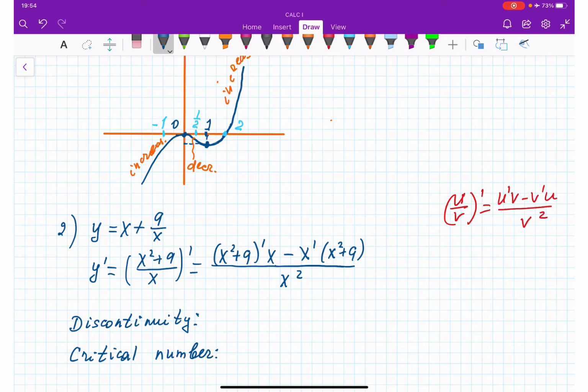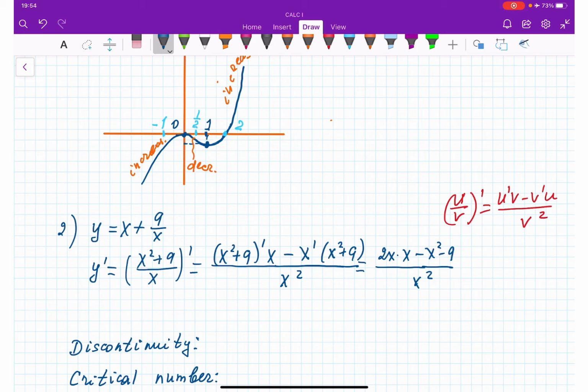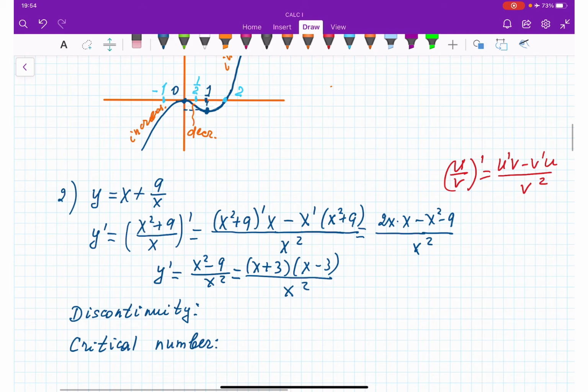Okay, from here we are getting 2x times x, minus x squared, minus 9, over x squared, and we are getting y prime is equal to x squared minus 9 over x squared, which is equal to (x plus 3)(x minus 3) over x squared. Yes?